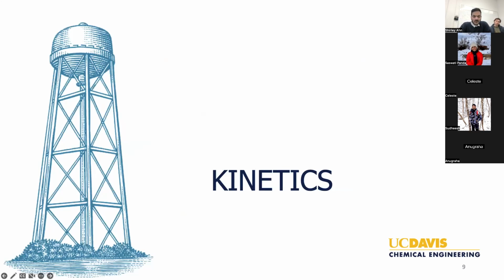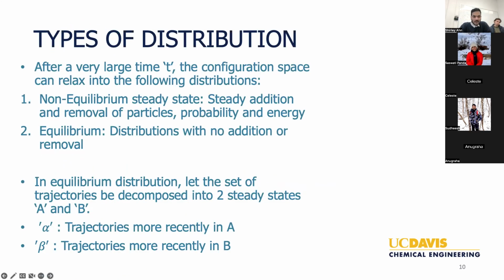So now I'll be talking about the kinetics, and I would like to talk about the types of distribution of the trajectories across the configuration space first. So when we simulate the systems for very large time, the configuration space can actually relax into two distributions. One is a non-equilibrium steady state, where there is steady addition and removal of the particles, energy, probability, and any other parameter that we are looking for. And equilibrium distributions are those distributions of the ensemble where there is no addition or removal of particles or energy.